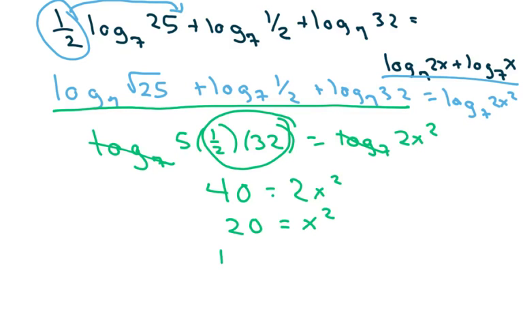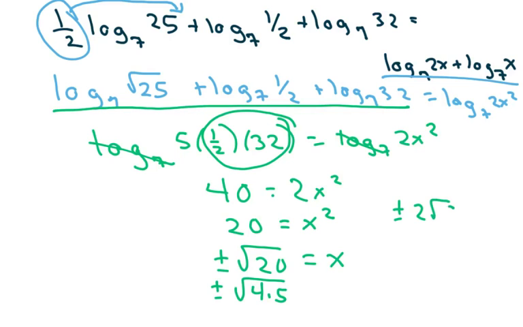Square root both sides, you get plus or minus square root of 20 equals x. Or plus or minus, remember, 4 times 5. So this will be plus or minus 2 square root of 5 equals x.